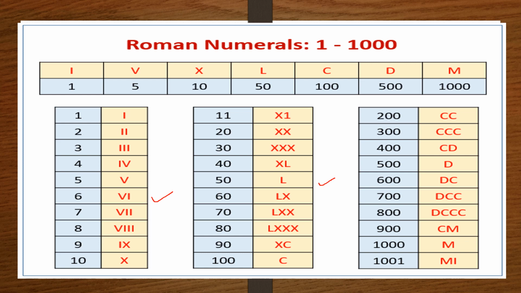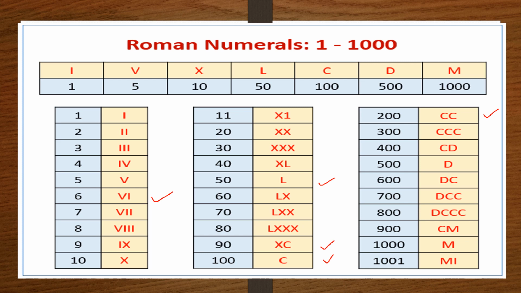Now, you cannot write LXXXX, X 4 times. So, for 90, we can write XC. The value of C is 100 and X is 10. And X being a smaller number written on the left of a greater number, it is subtracted from the greater number. So, 100 minus 10 is 90. And for 100, you know, C.